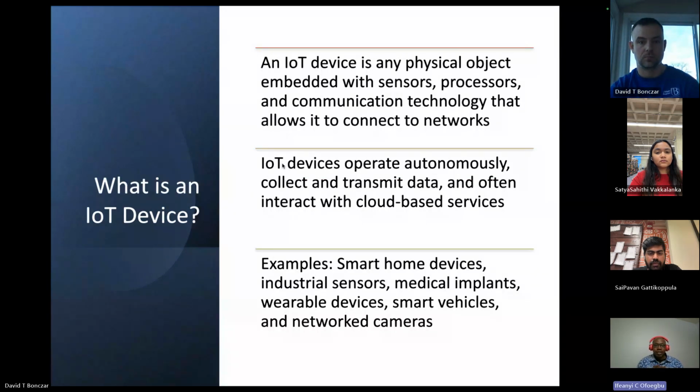What is an IoT device? An IoT device is any physical object embedded with sensors, processors, and communication technology that allows it to connect to networks. IoT devices operate autonomously, collect and transmit data, and often interact with cloud-based services. Examples: smart home devices, industrial sensors, medical implants, wearable devices, smart vehicles, and network cameras.